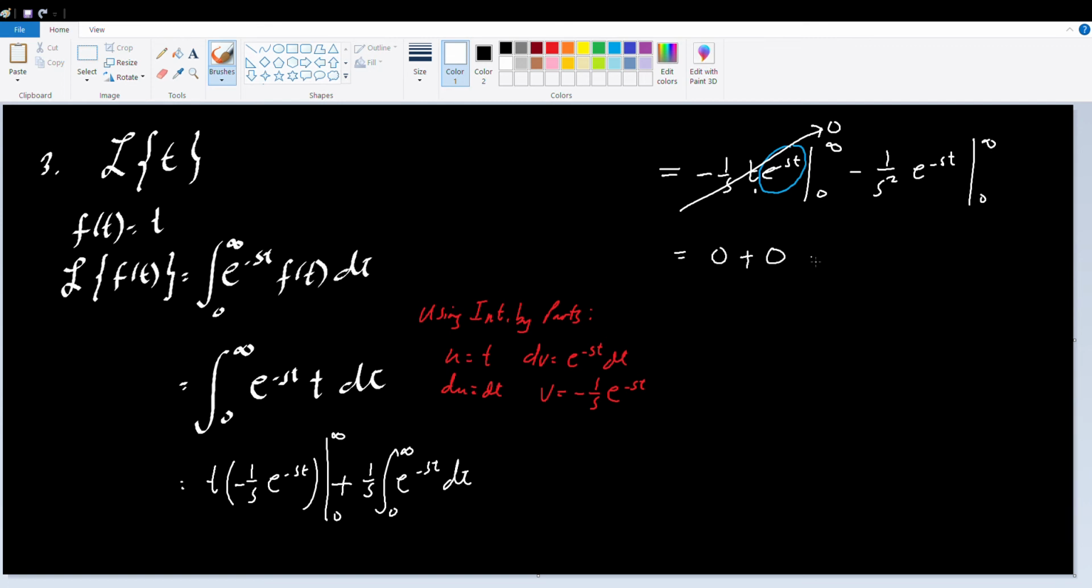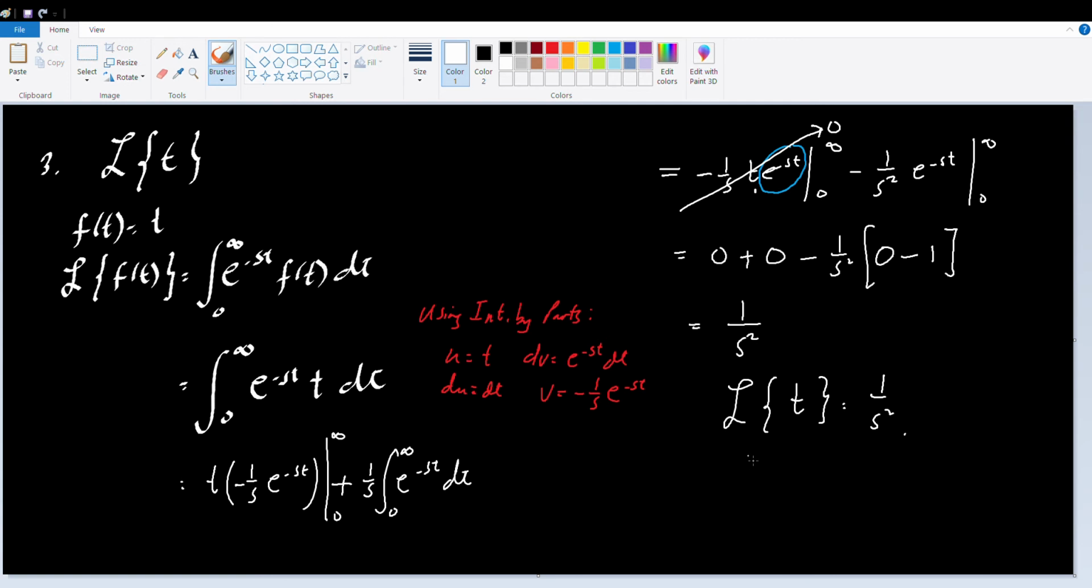Next, we have negative 1 over s squared e to the negative st. The limit of e to the negative st as t approaches infinity will be 0, minus the lower limit, replace t by 0, e to the 0 is 1. So the answer here is negative 1 over s squared times negative 1, or just 1 over s squared. So the Laplace transform of t is 1 over s squared.